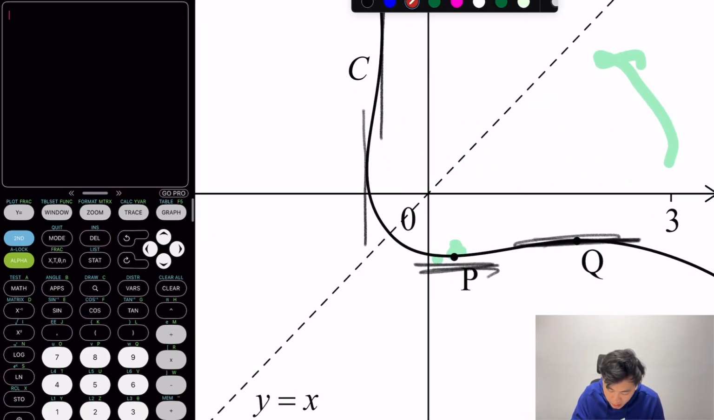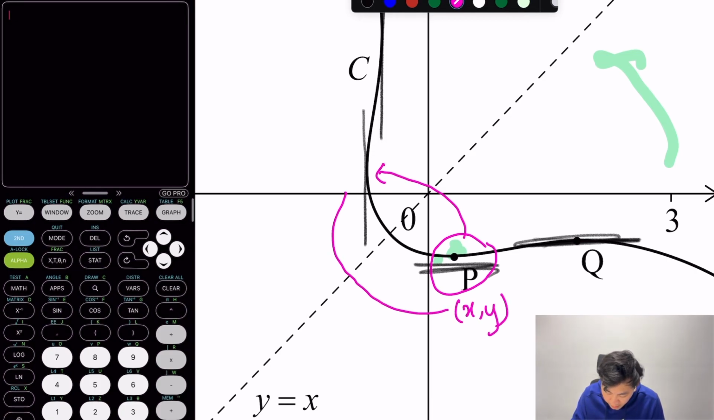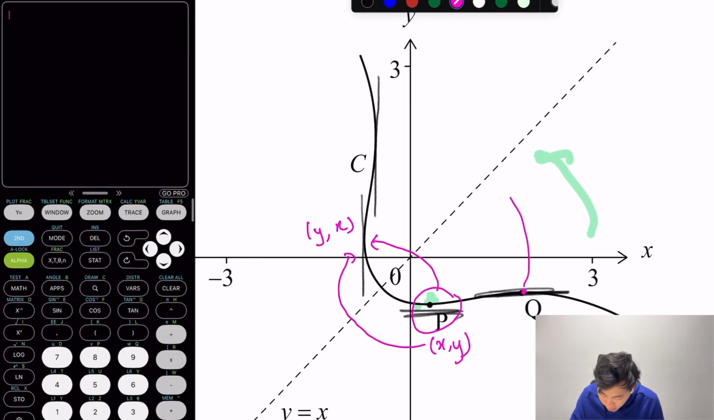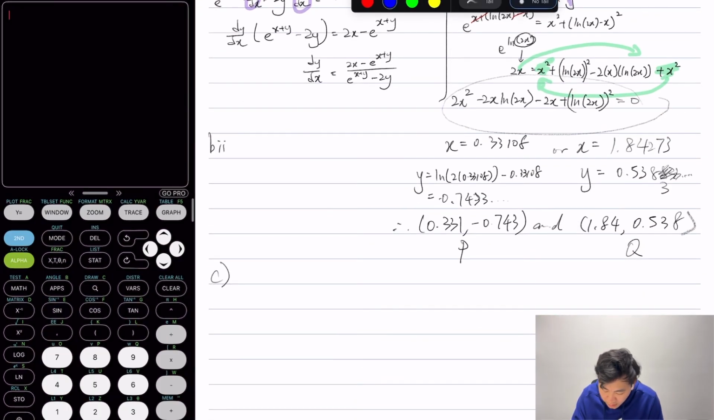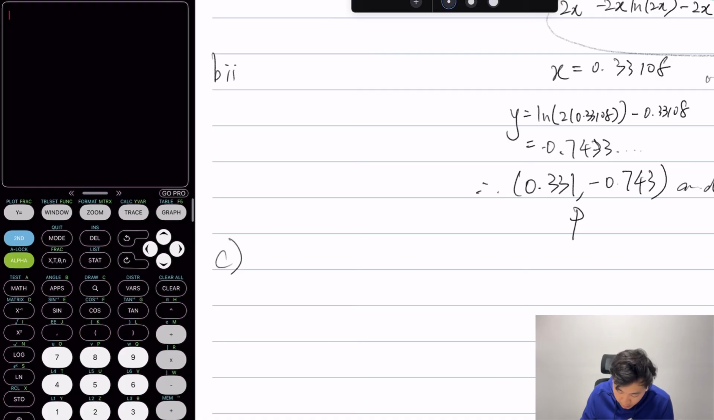So the P coordinate essentially just swapped to here. Let's say this is the XY, then the coordinate here is going to be YX, right? The Q coordinate corresponds to here. So if this is XY here, again, this is going to be YX, okay? So now we found out that the P coordinate is this. That means the coordinates of the vertical tangent is just going to be the X and Y swapped, okay?